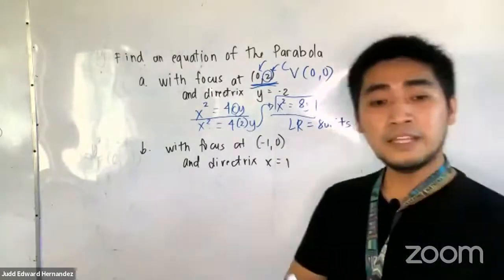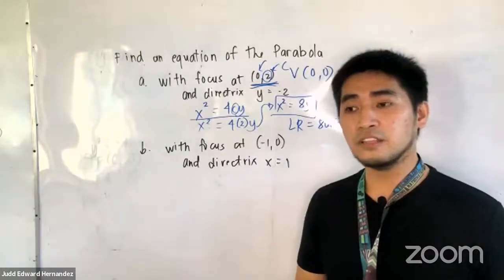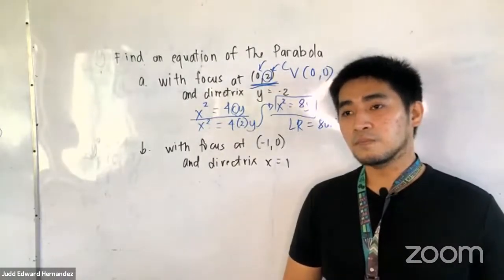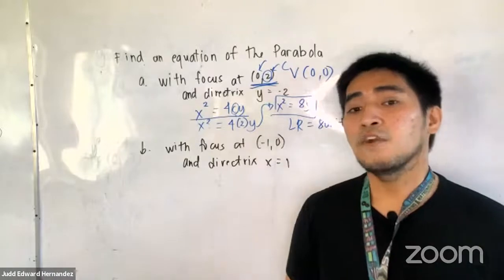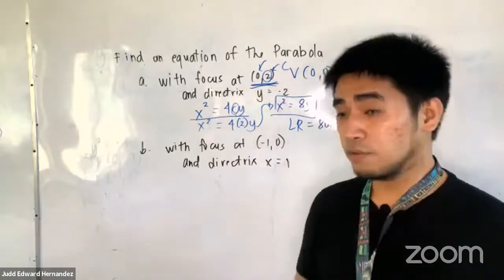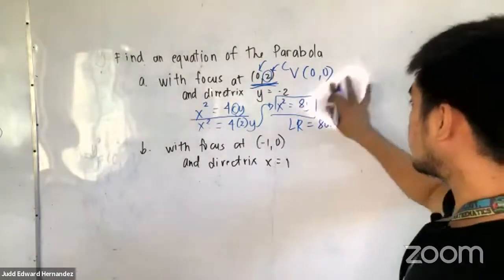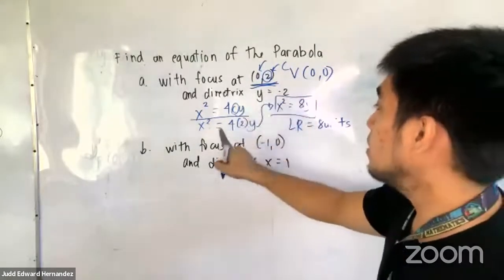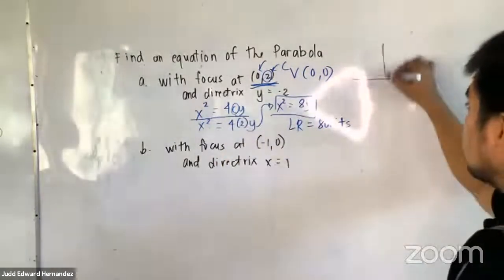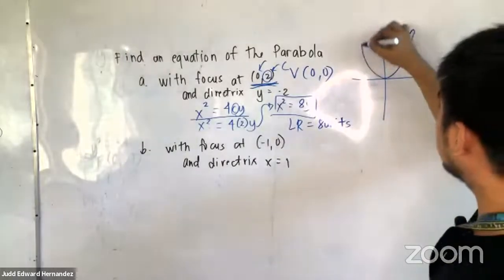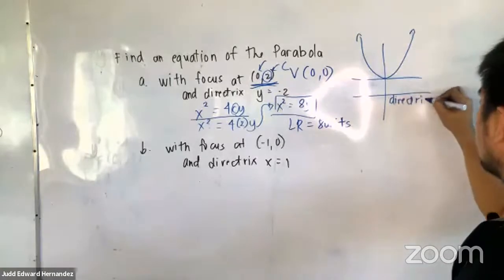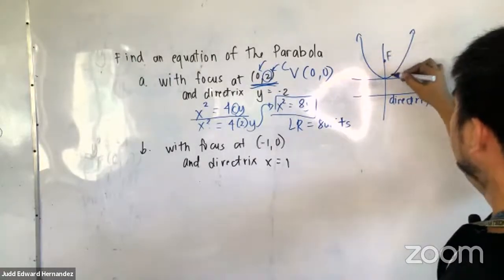Okay. May tanong pa akong isa. If the length of the latus rectum is 8 units, what is the length of the distance from the directrix going to the focus? Ano daw yung distance from the directrix going to the focus? At alam natin that this parabola is opening upward. This is the directrix.